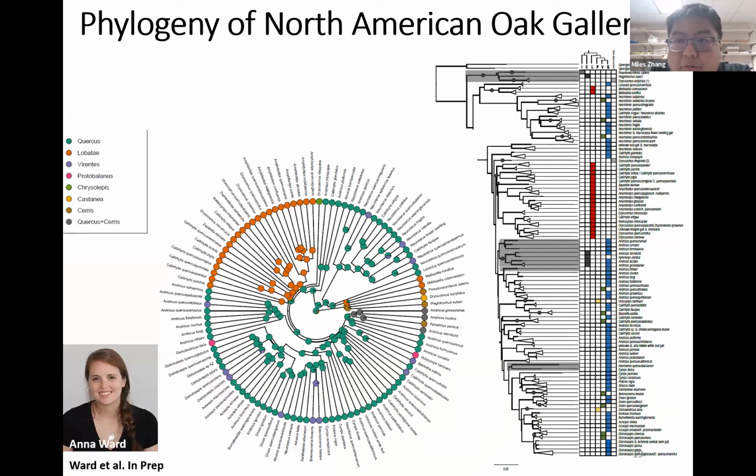So here's one of the recent works that we've been working on for quite a while now. It's led by Anna Ward at University of Iowa. She's a PhD student with Andrew Forbes. We're looking at the phylogeny of the North American oak gallers. And this is a UCE phylogeny, just like the Blamer study.